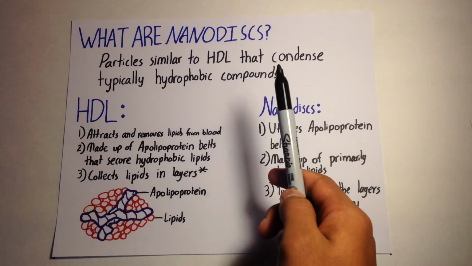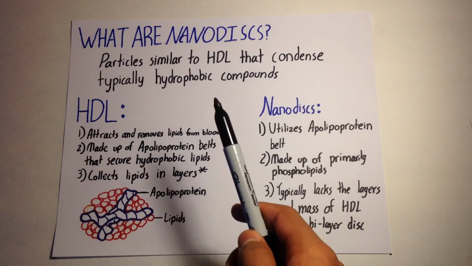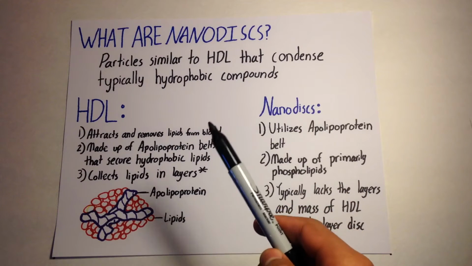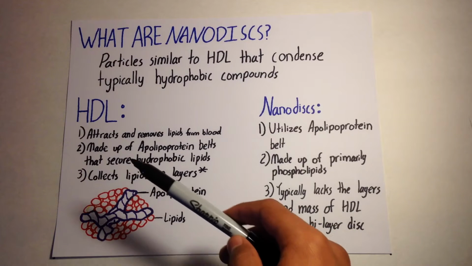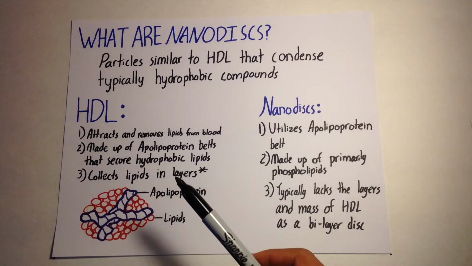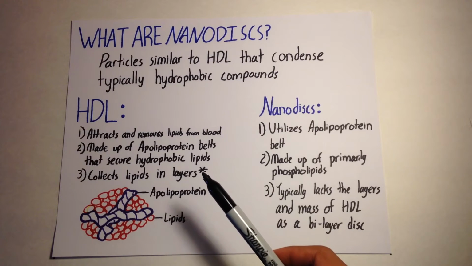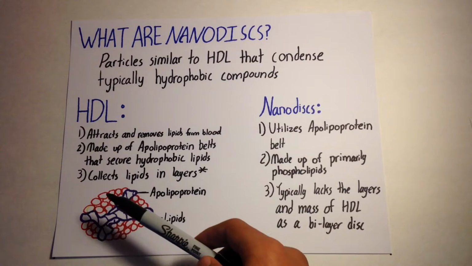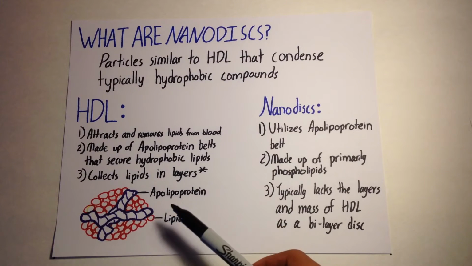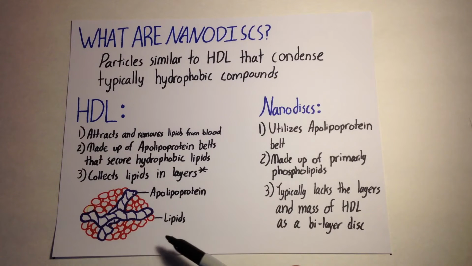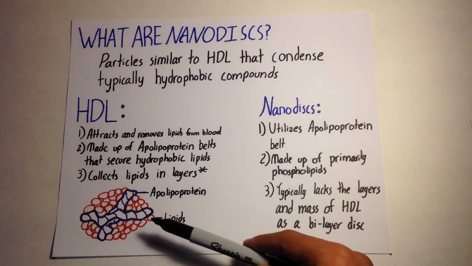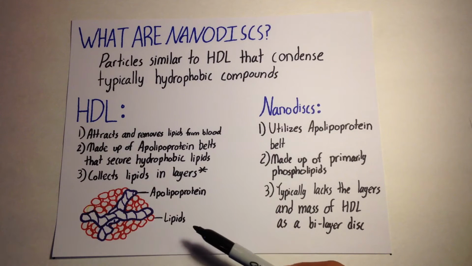So, what are nanodiscs? Nanodiscs are particles similar to high-density lipoprotein that are already found in the body that condense typically hydrophobic compounds. High-density lipoprotein attracts and removes lipids from the blood. It is made up of apolipoprotein belts that secure hydrophobic lipids, and it collects these lipids in layers. Here, I've drawn a quick sketch about what HDL would look like in the body. Here you can see the apolipoprotein belts condensing and collecting various lipids that it comes in contact with.